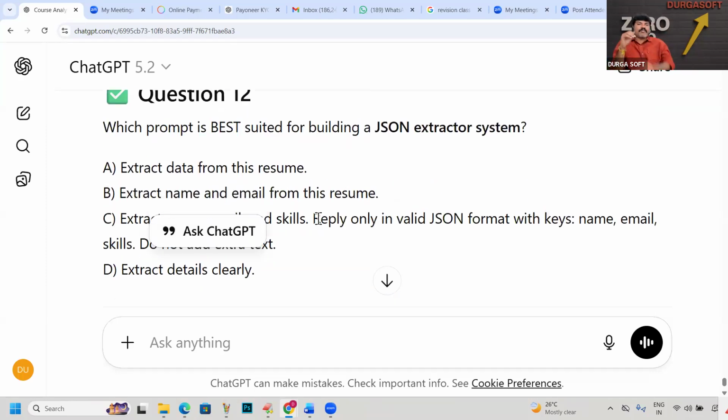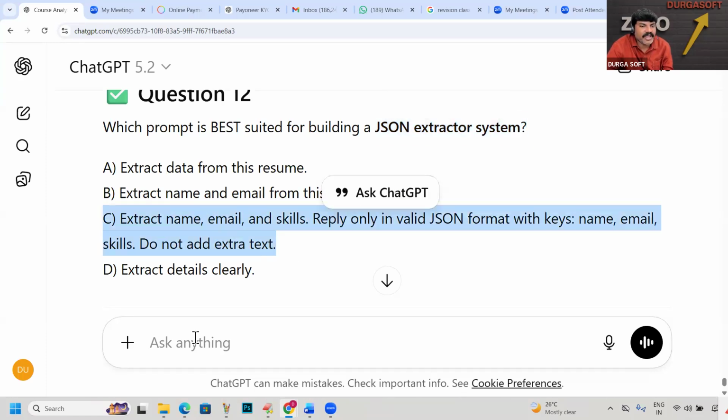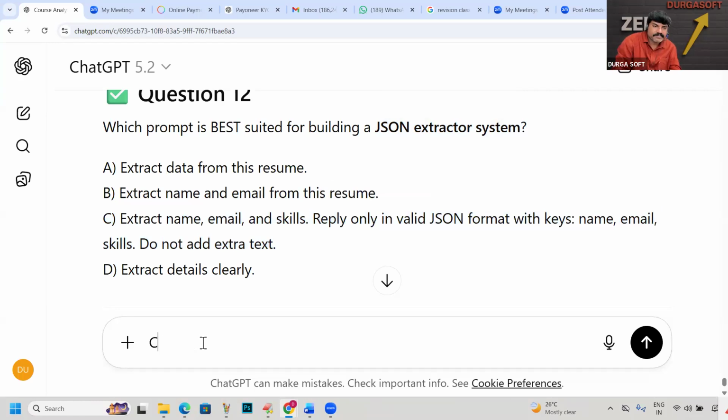Perfect. Which prompt is best suited? Among all these, only one question we are facing some difficulty. Okay, don't worry. Which prompt is best suited for building a JSON extractor system? JSON extractor system means my system is expecting only JSON format. Extract name, email and skills from this resume, reply only in valid JSON format with keys name, email. Do not add extra. Obviously, C is the correct answer.